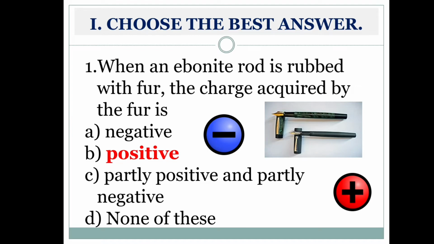When an ebonite rod is rubbed with fur, the charge acquired by the fur is option A negative, B positive, C partly positive and partly negative, option D none of these. So we know that when ebonite rod is rubbed with fur, the charge acquired by the fur is positive. The answer is option B positive.